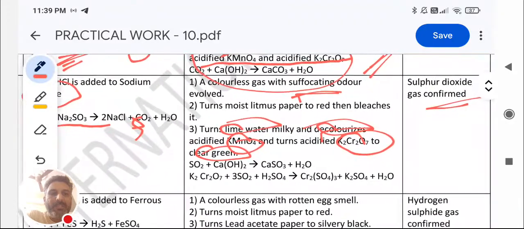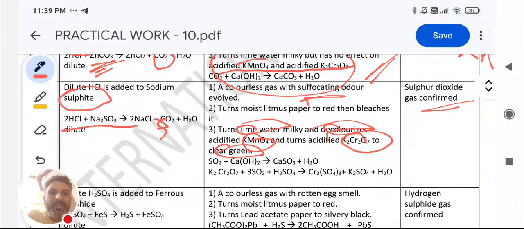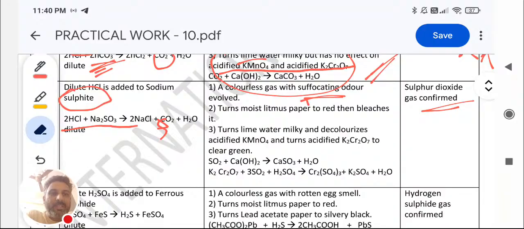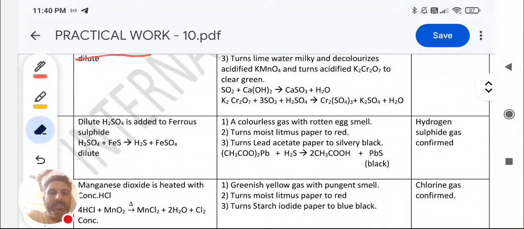But in case of sulfur dioxide, it also turns lime water milky, and it decolorizes potassium permanganate, and it turns potassium dichromate to a clear green solution. So the color changes are very important in this case. So that is the confirmatory test for sulfur dioxide.